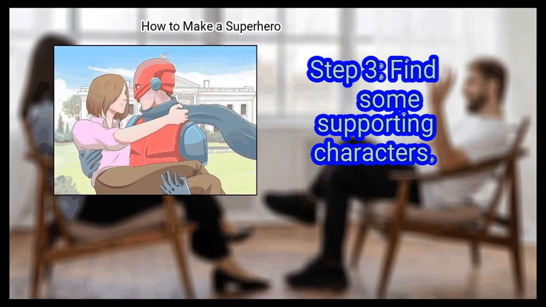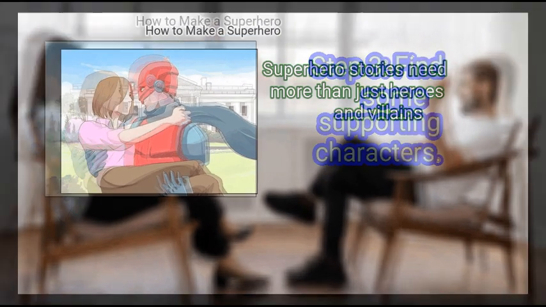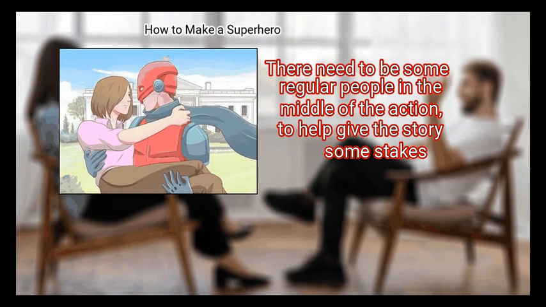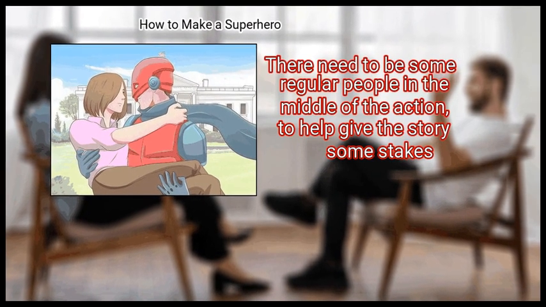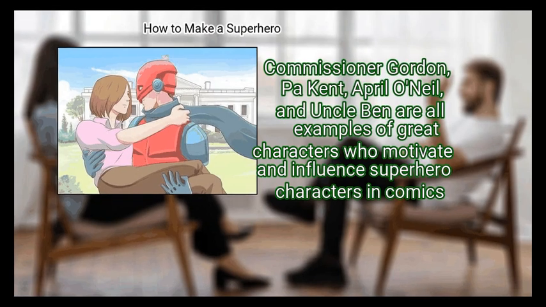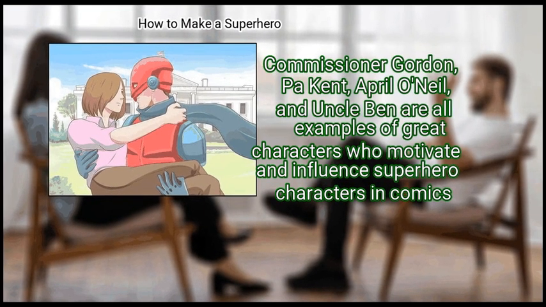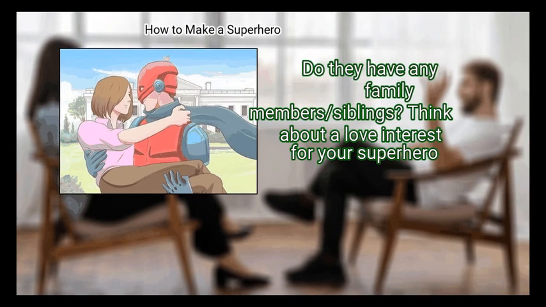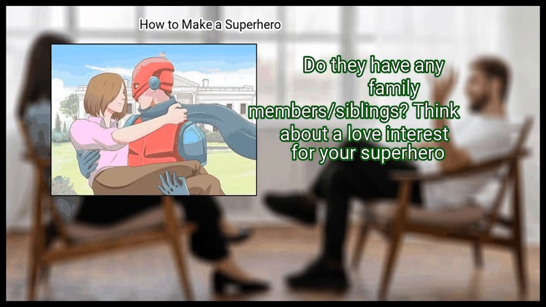Step 3. Find some supporting characters. Superhero stories need more than just heroes and villains. There need to be some regular people in the middle of the action, to help give the story some stakes. Commissioner Gordon, Pa Kent, April O'Neil, and Uncle Ben are all examples of great characters who motivate and influence superhero characters. In comics, do they have any family members, siblings?